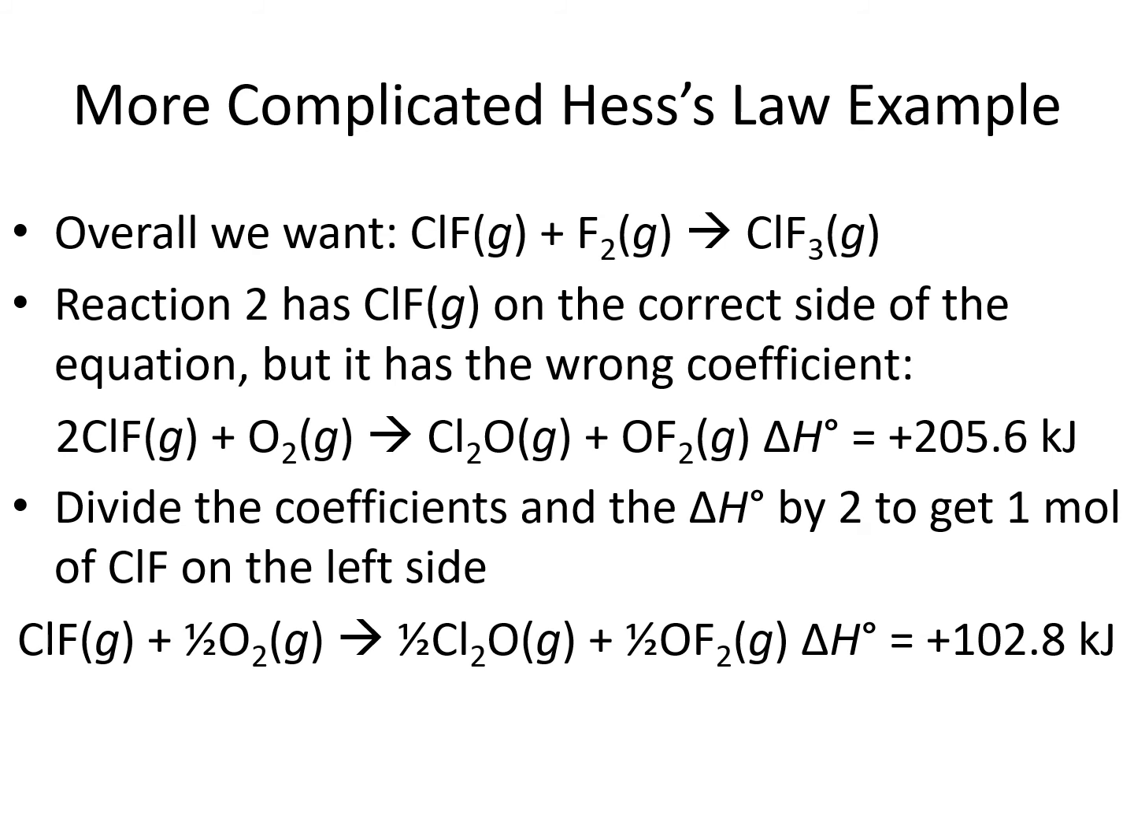So we've gotten part of our reaction the way that we want it to end up in our overall. It's on the correct side, and it has the correct coefficient. So this is very likely to be the form of reaction 2 that we want to keep. And we're going to use this particular delta H value, the positive 102.8, as the value that we'll need to add up in the end.